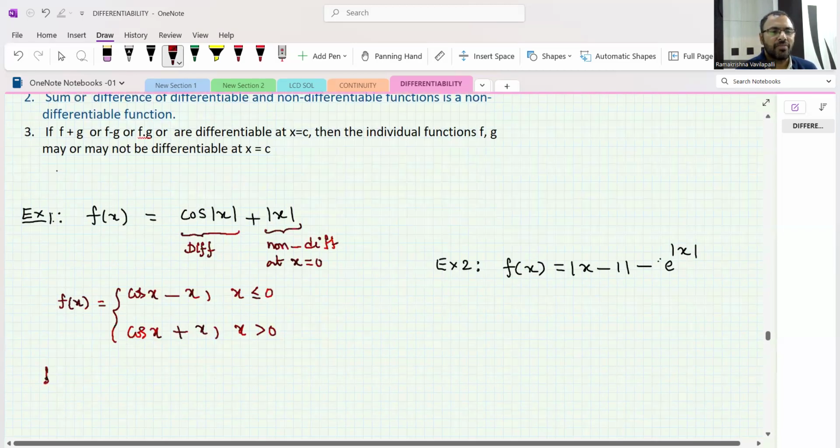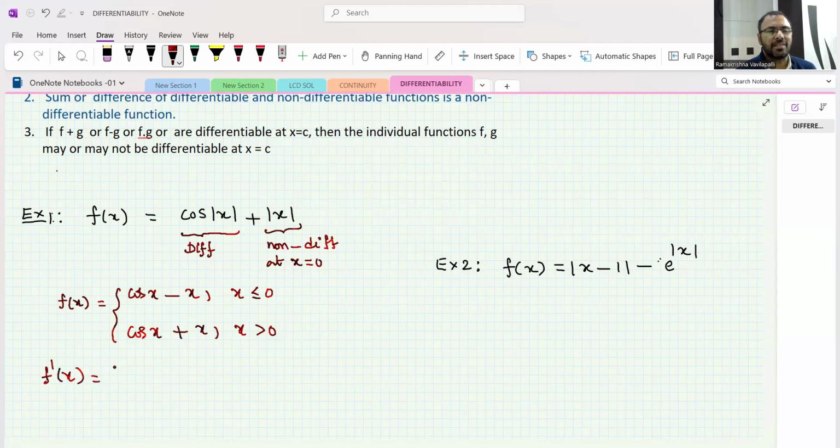So f dash of x is equal to minus sin x minus 1 for x less than 0. As I have taught in class 1, do not include the endpoints. And this is minus sin x plus 1 for x greater than 0.